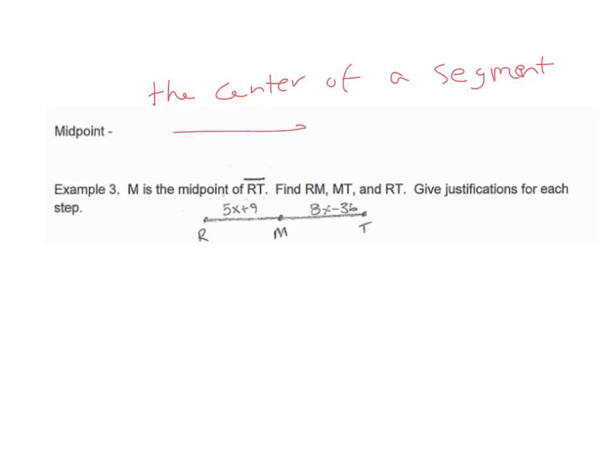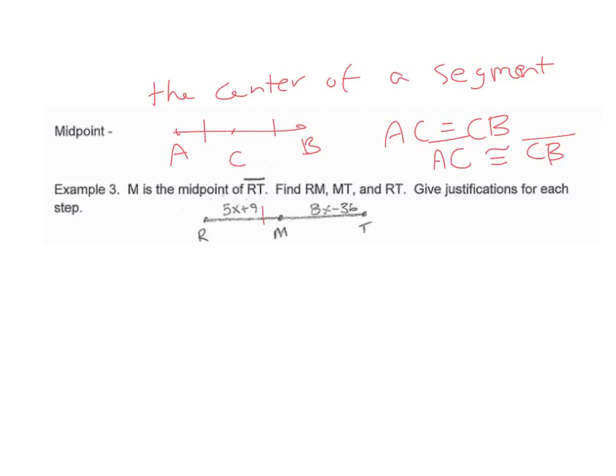So if you have a segment AB, the midpoint could be C, such that, I'm going to put these tick marks in, they're equal. AC is equal to CB by the definition of midpoint. Or if you use a congruent statement, segment AC is congruent to segment CB, because their distances are equal.